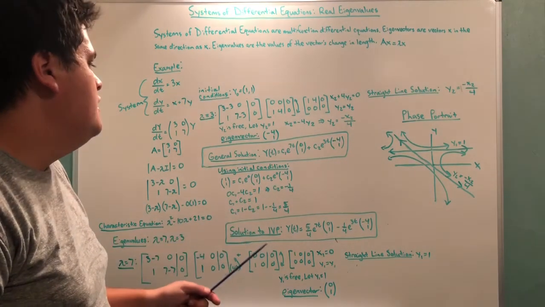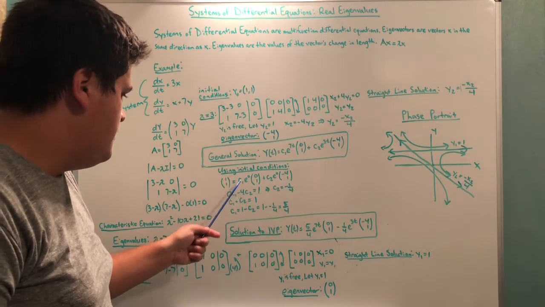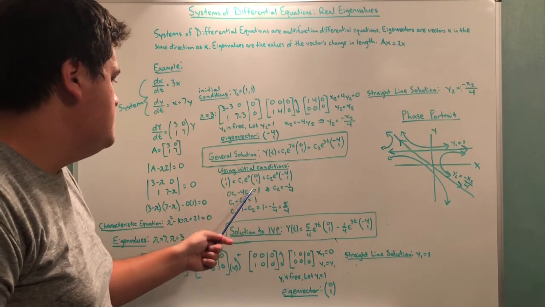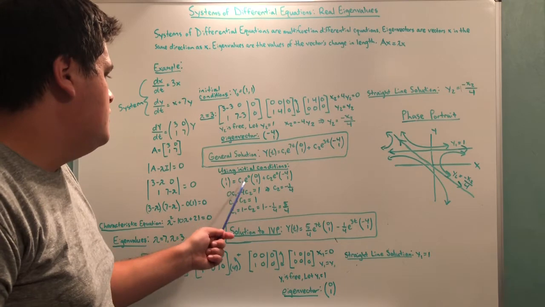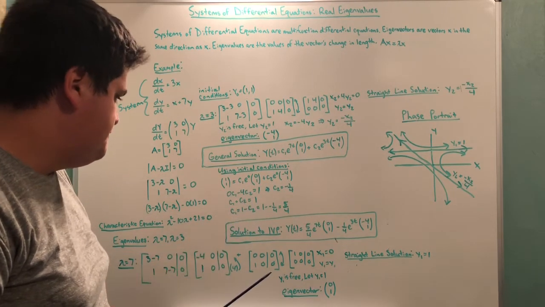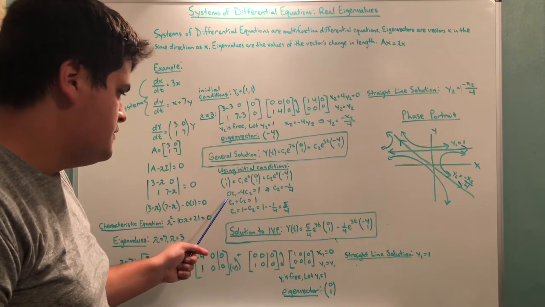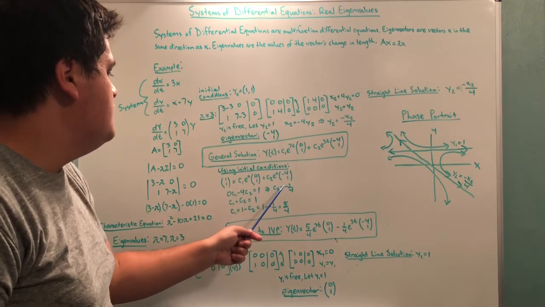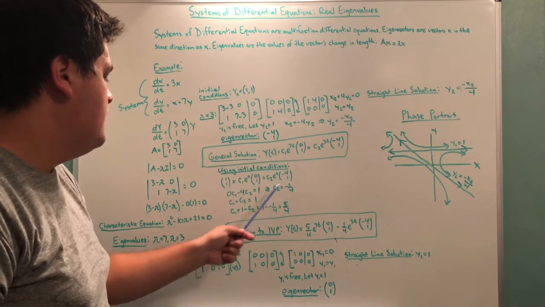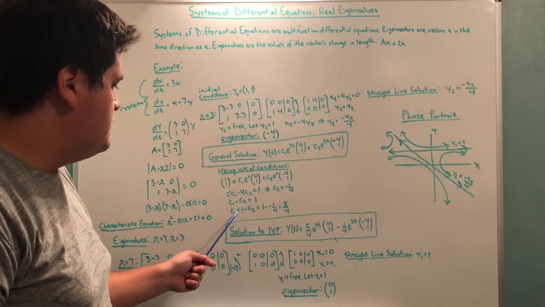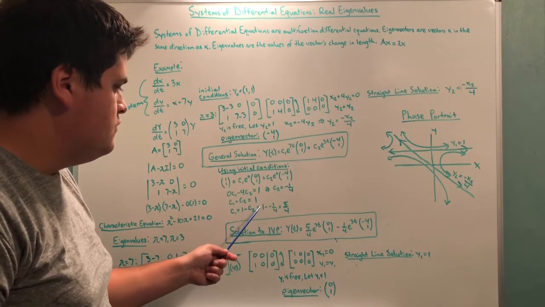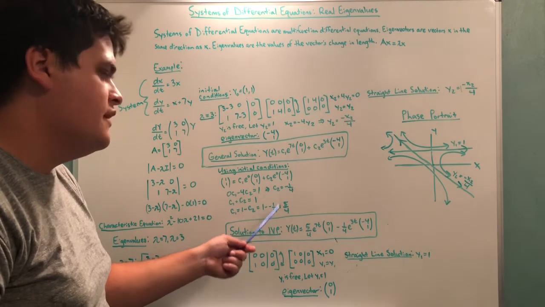So now we get 0c1 from here, minus 4c2 is equal to 1. c1 plus c2 is equal to 1. Here, because this is a 0c1, we get c2 equal to negative 1/4, and now we can substitute the value in. So we have c1 is equal to 1 minus c2, which is equal to 1 minus negative 1/4, which is equal to 5/4.